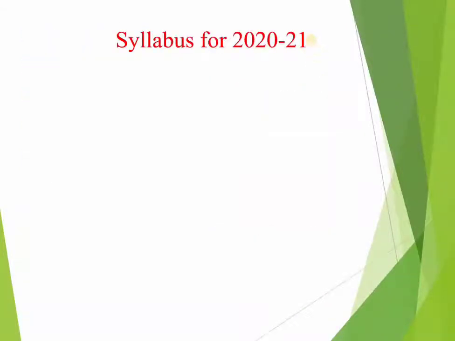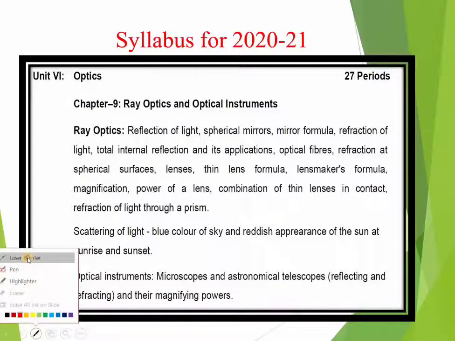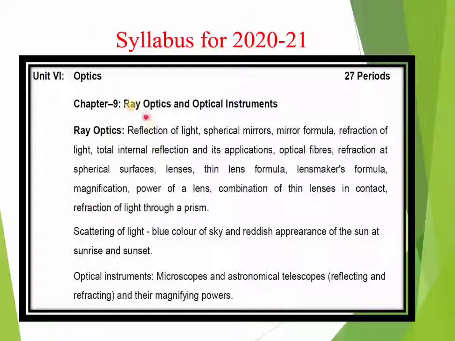So initially, we discuss the syllabus for 2020 and 21 for this unit, ray optics. This chapter 9, ray optics and optical instruments, consists of these topics: reflection of light, spherical mirror, mirror formula, refraction of light, total internal reflection and its applications, optical fiber, refraction at the spherical surfaces, lenses, thin lens formula, lens maker's formula, magnification, power of lens, combination of thin lenses in contact, refraction of light through a prism, scattering of light, blue color of sky and reddish appearance of the sun at the time of sunrise and sunset.